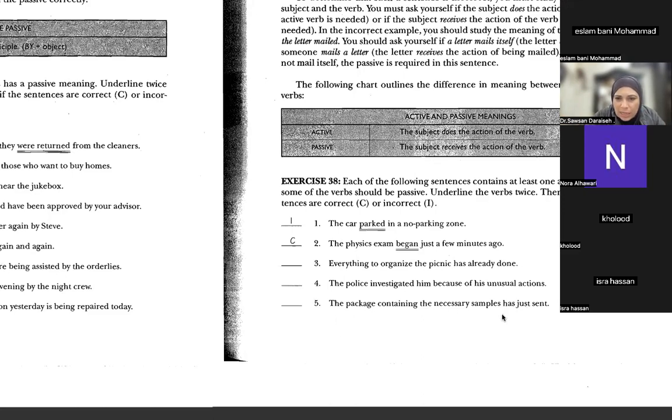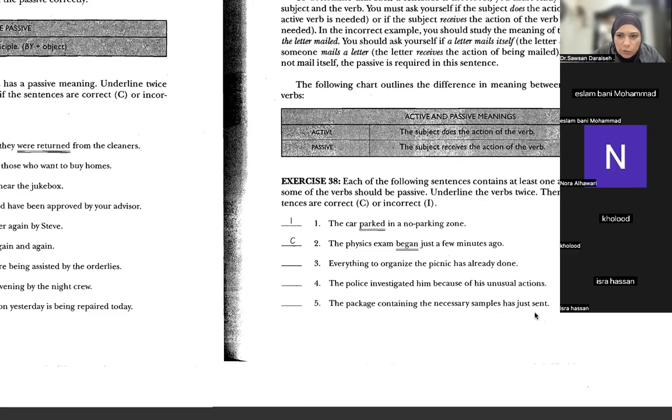When the subject in the sentence does not do the action of sending, see, it can't send itself, right? So this sentence should be passive. So it's correct in its passive. Fine. This is not the problem. The problem is in the structure of the verb now that is passive, right?